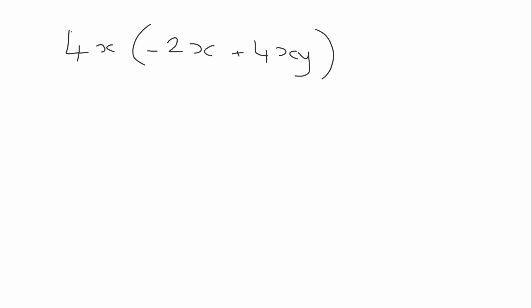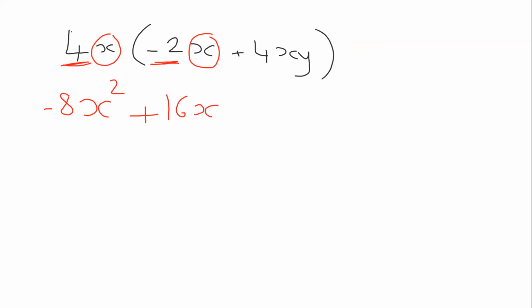4x multiplied by negative 2x, it will be negative 8x power 2. Perfect. So this means that you're going to take the number multiplied by the number. 4 times negative 2 is negative 8. And x times x will be x to the power of 2. Excellent. And then? 4x times 4xy. It will then be plus. First, 4 times 4 is? 16. Excellent. And x times xy? It will be 16x squared y. Excellent. Well done. Perfect. Thank you very much.